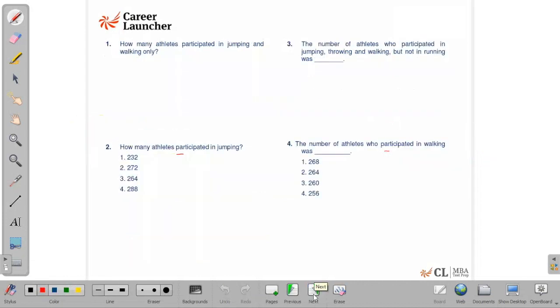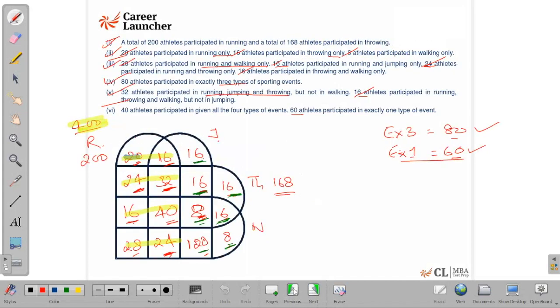I think we have done everything. How many athletes participated in jumping and walking only? Jumping and walking only is going to be 120. This is the number which is for jumping and walking only.